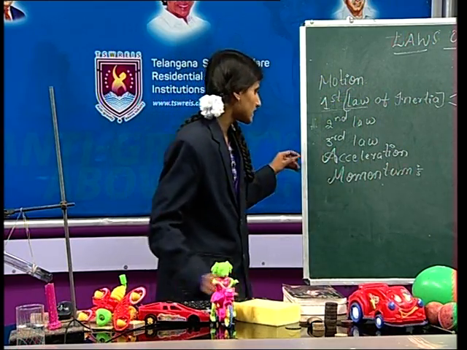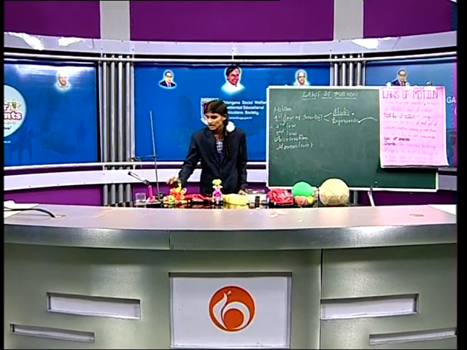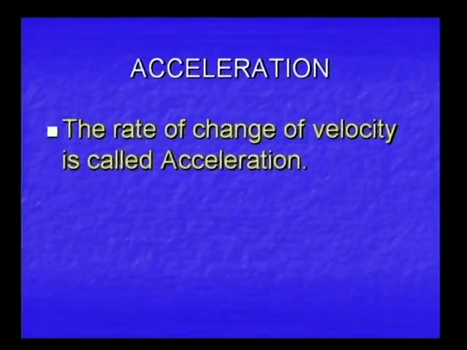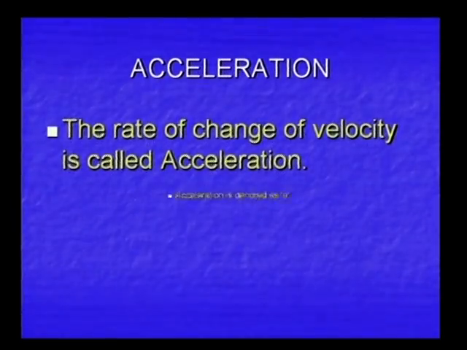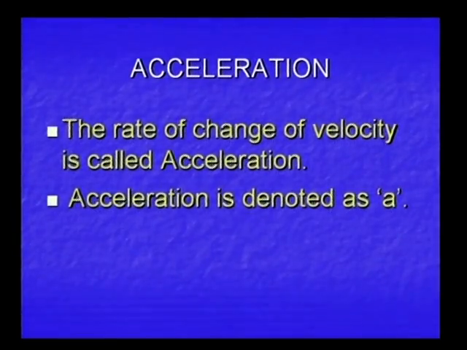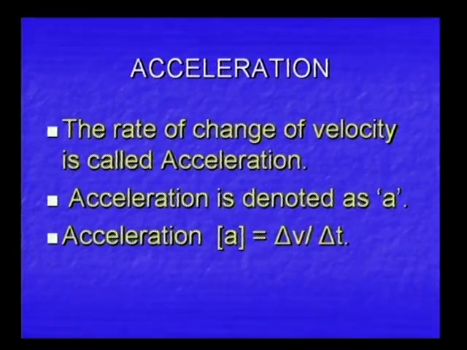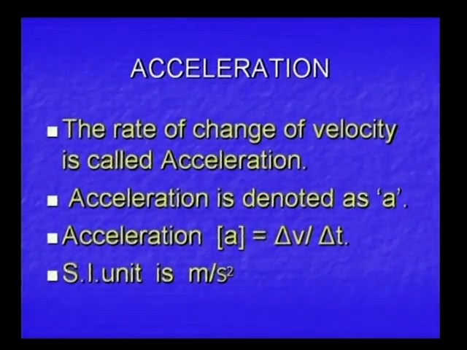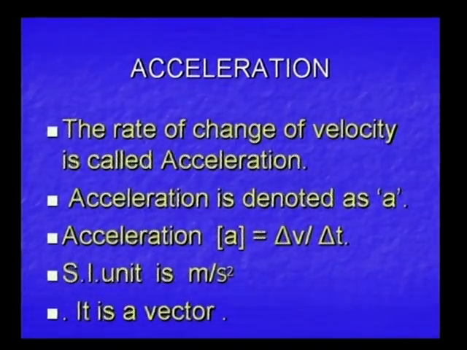So, acceleration is nothing but the rate of change of velocity. See on the slide, the rate of change of velocity is called acceleration, and acceleration is denoted as a, and acceleration equals delta v by delta t. Here delta indicates change, v is the velocity and t is the time. And the SI unit of acceleration is meter per second square. In MKS, in CGS, centimeter per second square. It is a vector quantity.